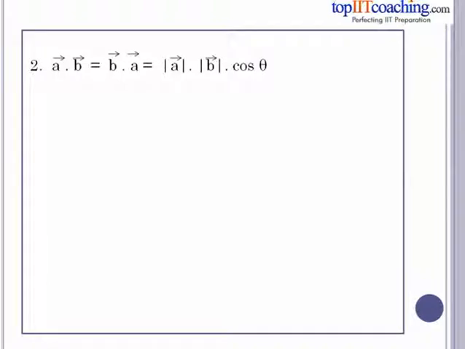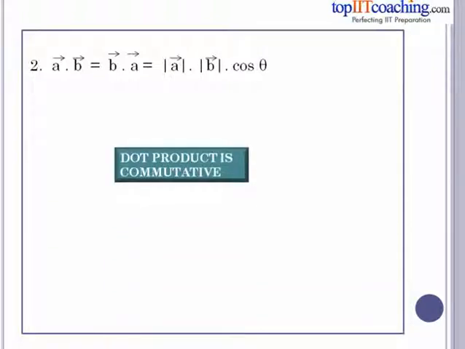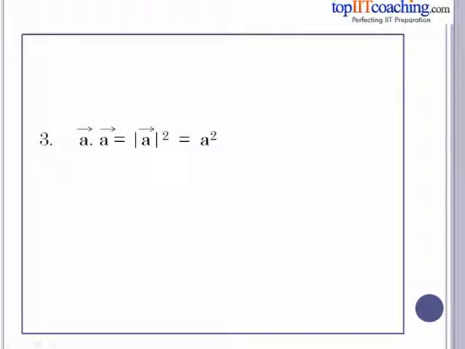The second property is A dot B is equal to B dot A, which is equal to magnitude of vector A into magnitude of vector B into cos of theta. Thus we can say that dot product is commutative because A dot B is equal to B dot A. The third property is A dot A is equal to the square of magnitude of vector A, which is equal to A square. Now why is this so?